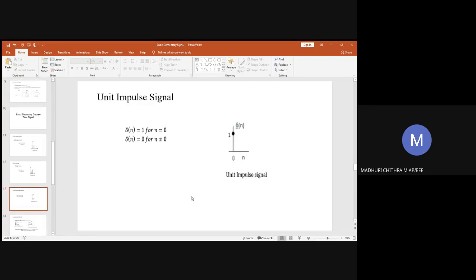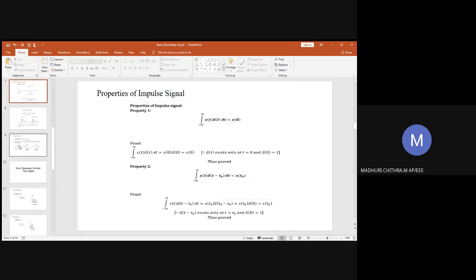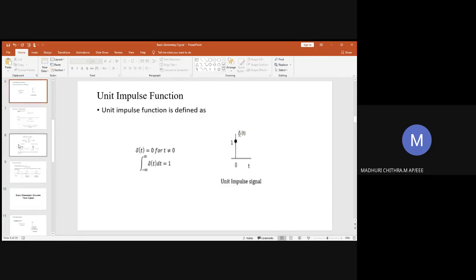Next, the unit impulse signal. You have already learned del of t equal to 1 for t equal to 0, and del of t equal to 0 for t not equal to 0. In impulse signals you have also learned that the integration from minus infinity to infinity of del of t into dt equals 1. Just go through this so you won't get confused. This is the representation for continuous time signals.